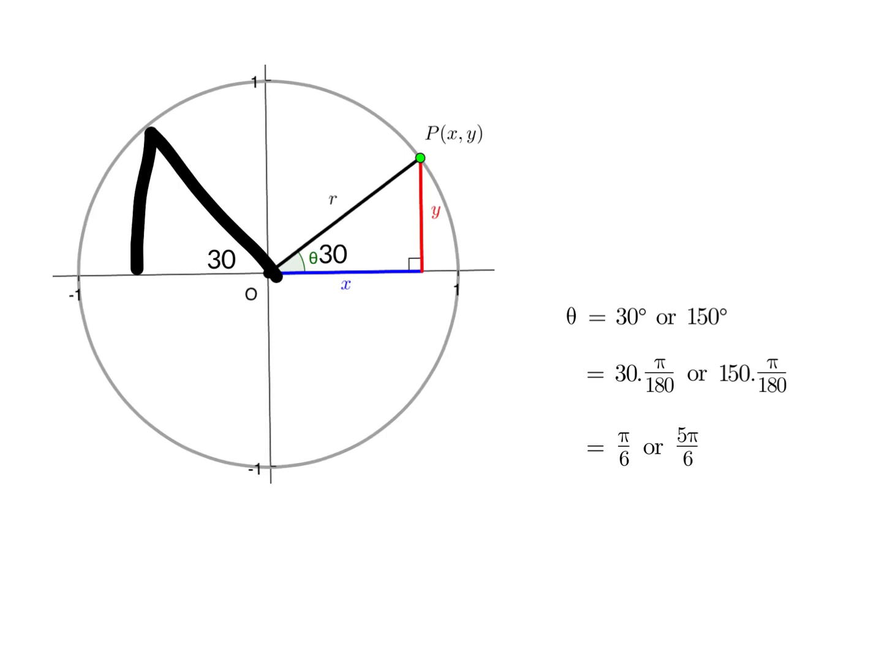Converting both of these to radians, you times them both by pi on 180. So on your calculator, you do 30 over 180. That gets you 1/6. So you put the pi on top and you get pi on 6. The same with 150 degrees. You do 150 over 180 on your calculator. That gets you 5/6. So our answer is 5 pi on 6.